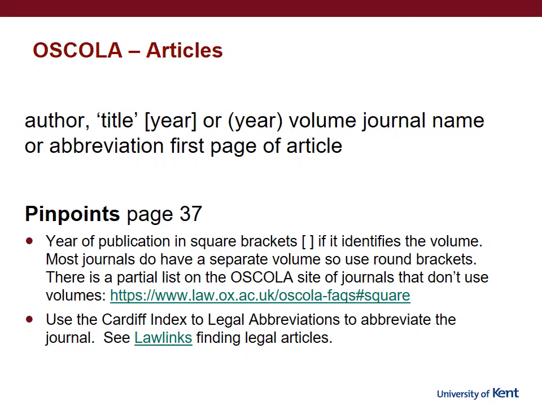There are some useful links here for you to have a look at. For example, there's a list on the OSCOLA site of journals that don't use volumes that might be useful to have a look at. And in terms of checking abbreviations for different legal journals, there's the Cardiff Index to Legal Abbreviations. There's also a link on the Law Links subject guide, which will give you some more information there as well.